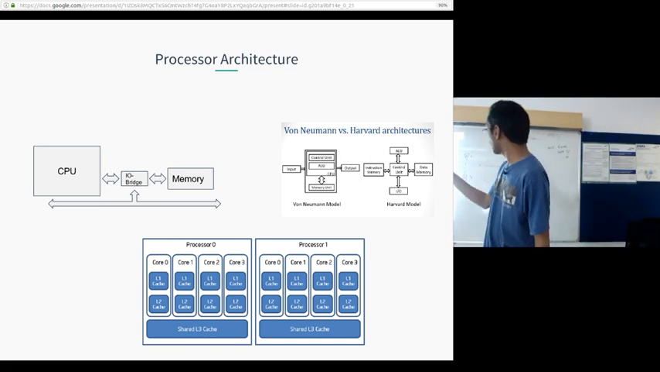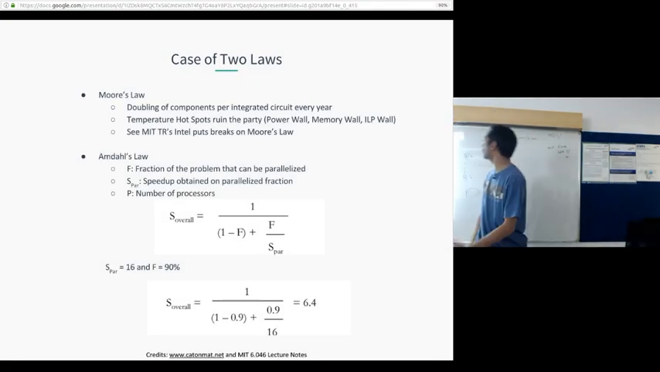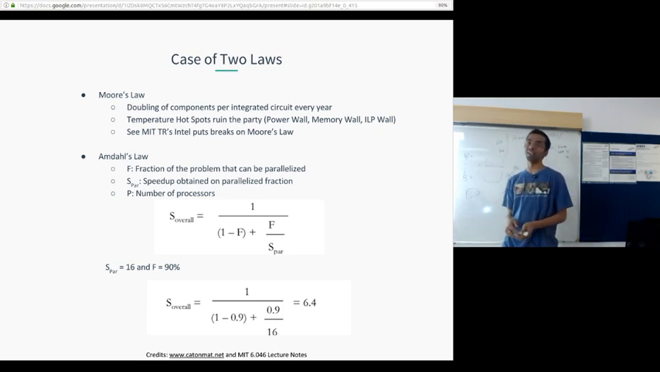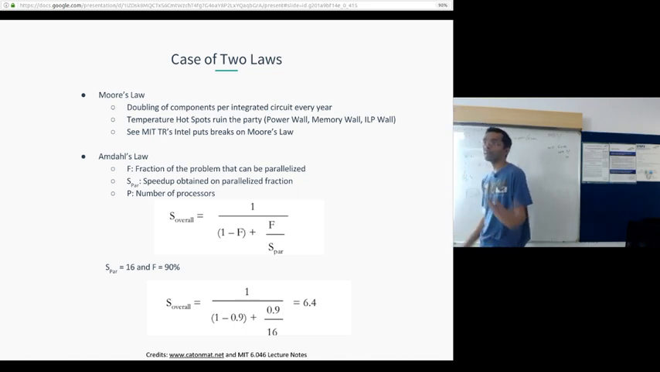Okay, so I'll keep moving. Now the case of two laws. Moore's law is what has given us a lot of speedup, meaning doubling of components per integrated circuit every year. That's what it essentially says, and it has worked for quite a bit of time.